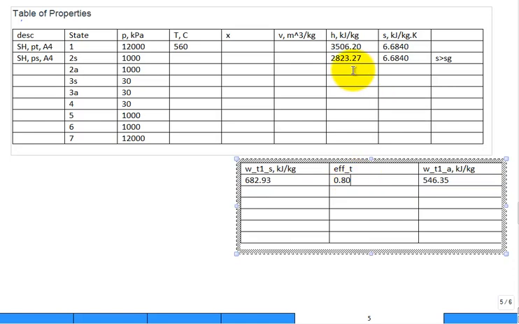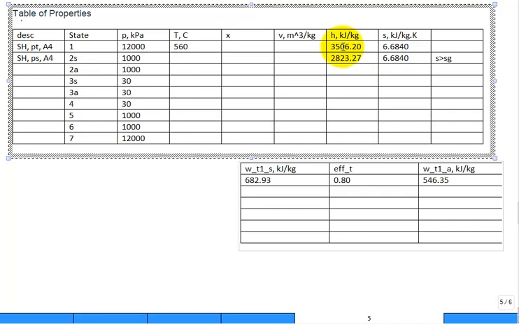So you come up to this table again, and you say, no, it didn't go from 3506 down to 2823. It went a decrease of 546. So you take 3506.2, subtract 546.35. I don't need to write that out, hopefully, but you get 2959.85. Okay, so there's our actual enthalpy.